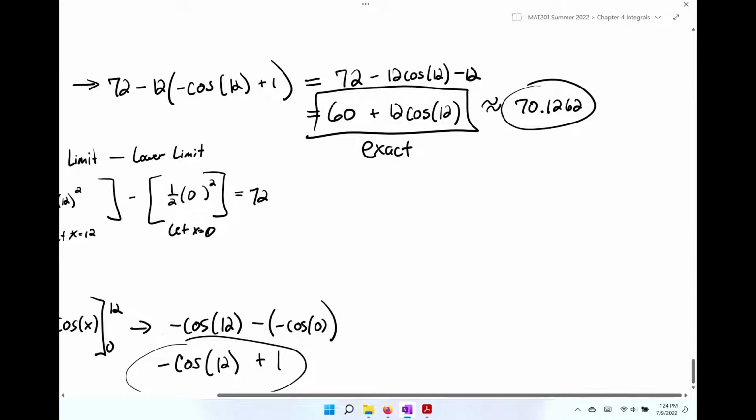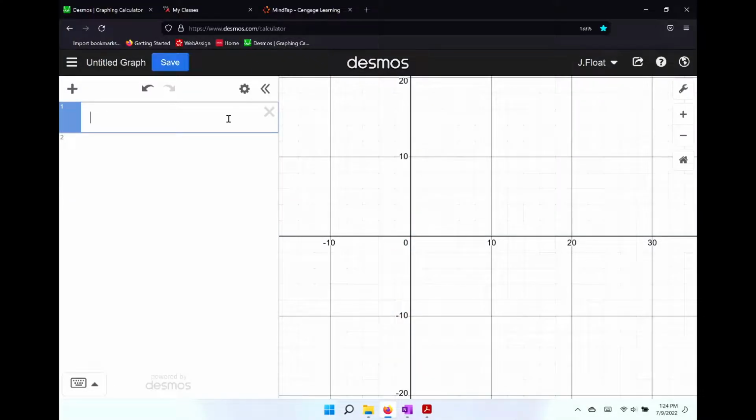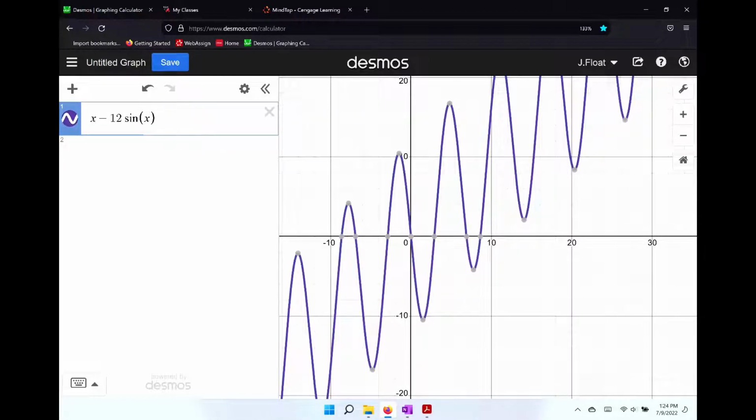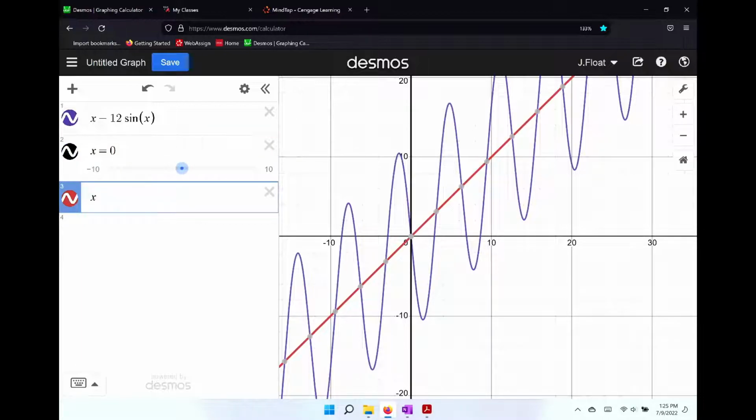All right? Now, what we got to be careful of is this. This number does not represent the total area under the curve. This area represents the net area under the curve. So let me show you what I mean here by grabbing Desmos again. And I'm just going to go ahead and type in our function. So it's going to be x minus 12 sine x. All right. And then what we're really interested in here is we wanted to go from x equals 0 to x equals 12.